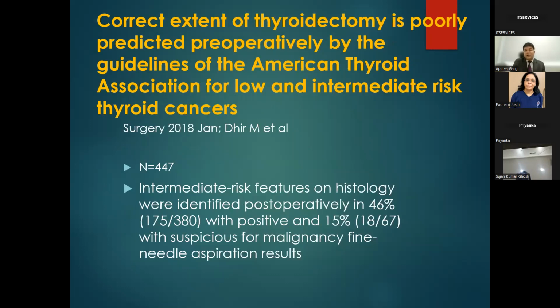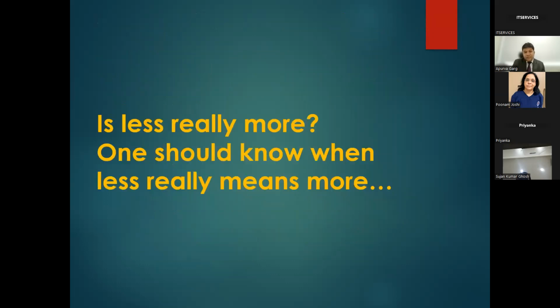Then, correct extent of surgery is poorly predicted preoperatively by the guidelines of the American Thyroid Association for low and intermediate risk thyroid cancer. This study by Dheer et al. showed that intermediate risk features on histology were identified postoperatively in almost half of the patients with positive and 15% with suspicious for malignancy FNAC features.